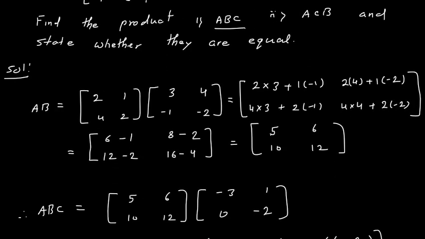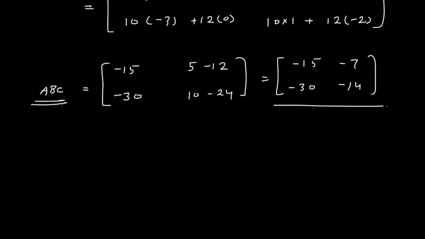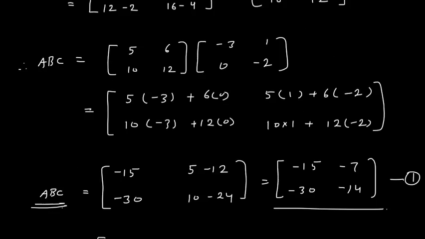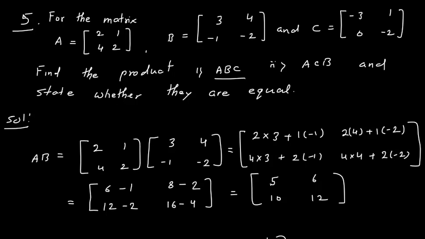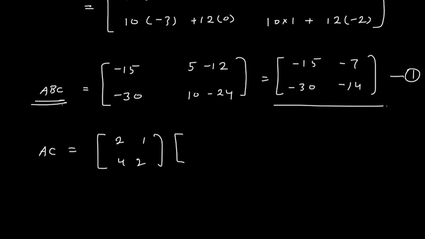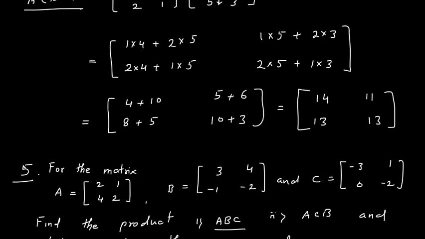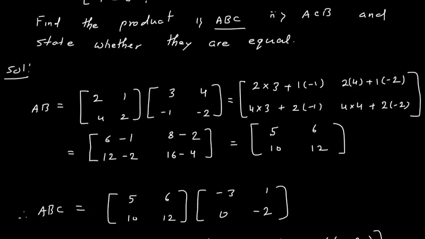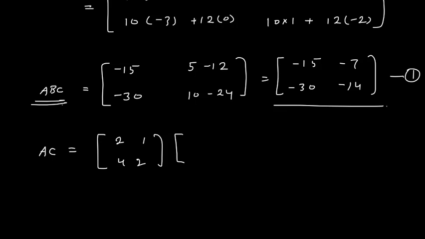So for ACB, first we will find AC. So let us take this as equation 1. Now let us multiply AC first. So the value of A is [2, 1; 4, 2], and C is [minus 3, 1; 0, minus 2]. Okay, this is A into C.